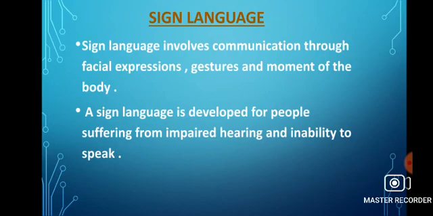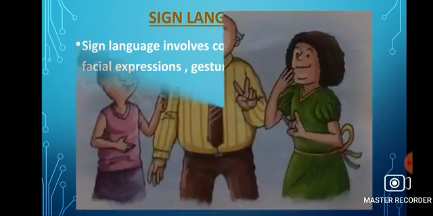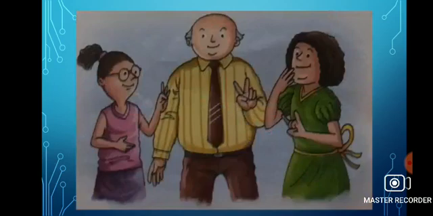They are known as deaf and dumb. They can easily understand the sign language by using our hand movements or by facial expressions or gestures. We can communicate with them. Here in this picture, you all can see how a person is communicating in sign language.